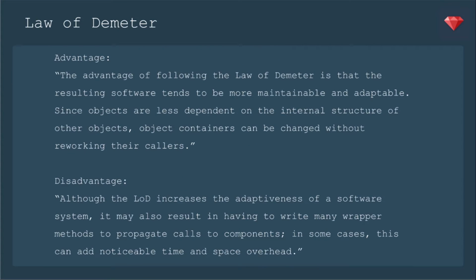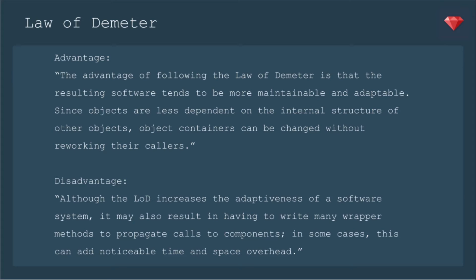The advantage of following the Law of Demeter is that the resulting software tends to be more maintainable and adaptable, since objects are less dependent on the internal structure of other objects. Object containers can be changed without reworking their callers. So you can change things more easily if you follow this law.